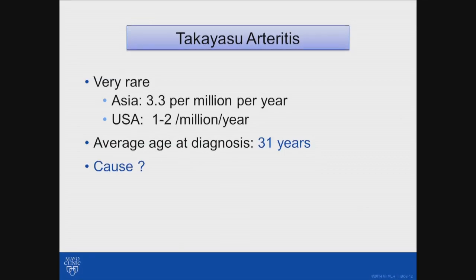This affects younger individuals, so that's one of the big differentiating features that we can tell them apart, that oftentimes these are young women below the age of 40, and an average age is about 31 or so. And again, the cause remains, unfortunately, largely unknown. There are some genetic associations, again, mainly seeing this more frequently in Asian populations, but again, seen worldwide.